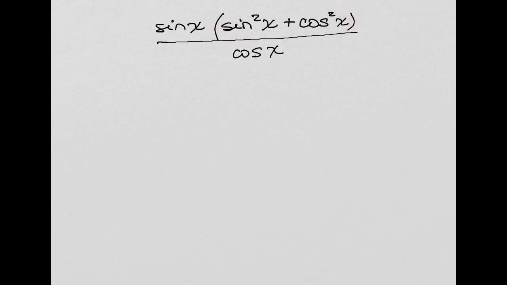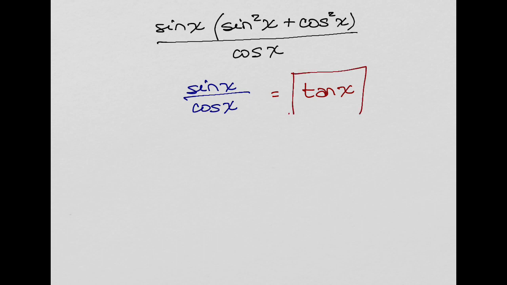Sine x times 1, well, that's sine x, with cosine x on the bottom. And we have a better way of saying that. Sine x over cosine x, quotient identity, that's tangent x. And there's my simplified version.